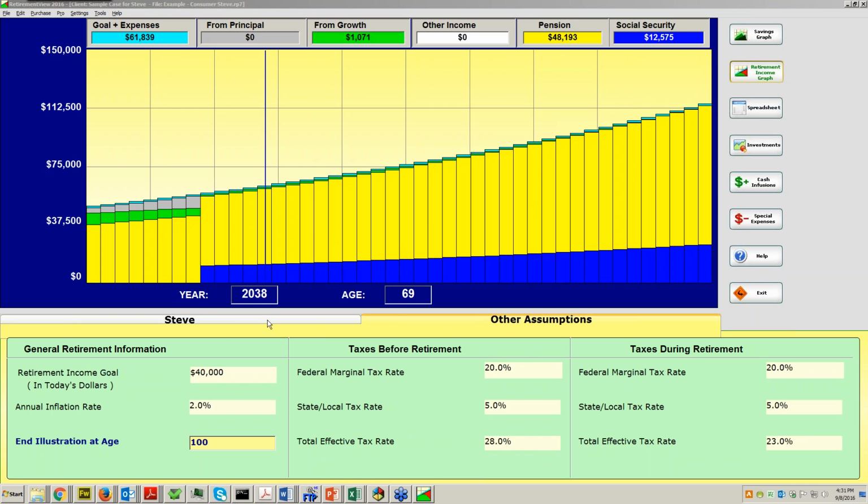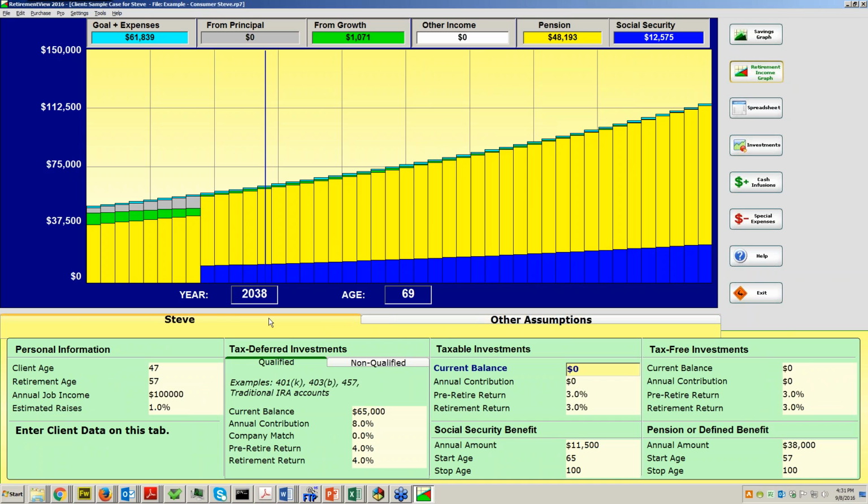Okay, here's a question that someone's brought up. They say that when they retire, they're going to work part-time for a few years, and they want to know where they can enter that, because the retirement age, what the program assumes, stops your job income. So in this case, if we set retirement age to 57, then the job income will stop, and so any contributions based on the job income will also stop. So then where do you put a part-time job?